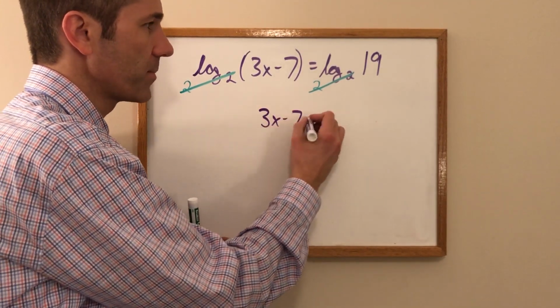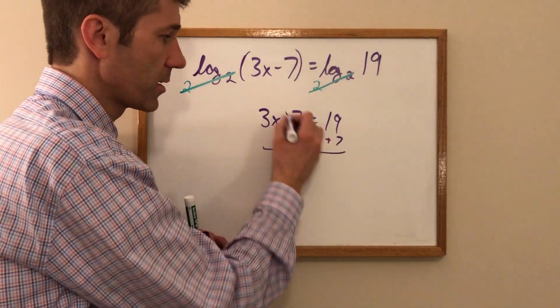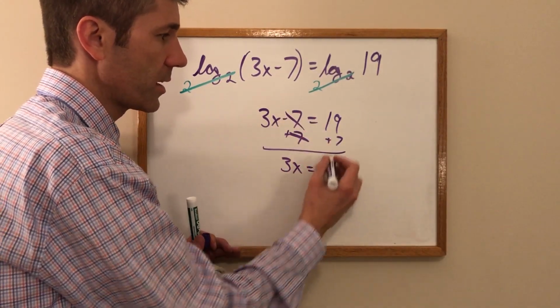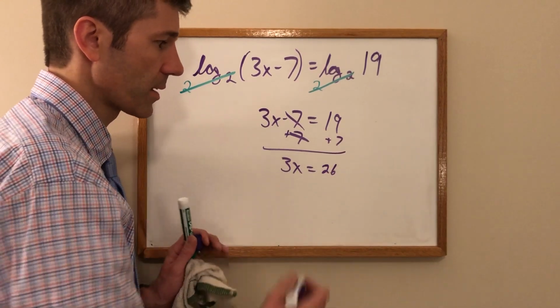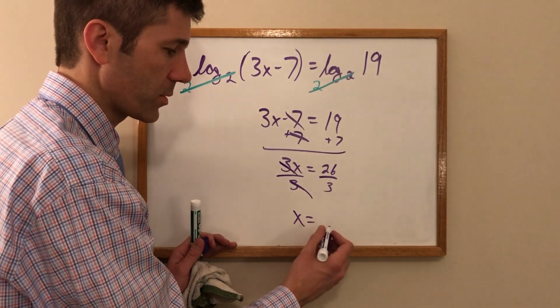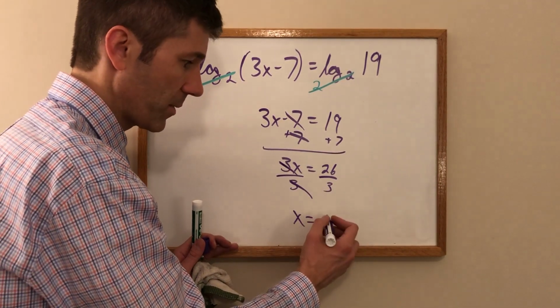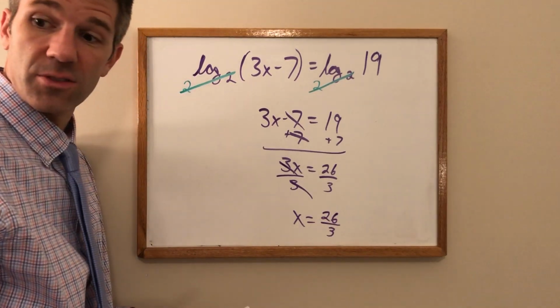3x minus 7 equals 19. We're going to add 7 to both sides. 3x equals 19 plus 7. That's going to give me 26. We'll divide by 3, and I'm going to leave it like this. If you want to turn it to a decimal, you can. It's a crazy repeating decimal, but I'm just going to call it 26 thirds. That's it. As gross as it is.